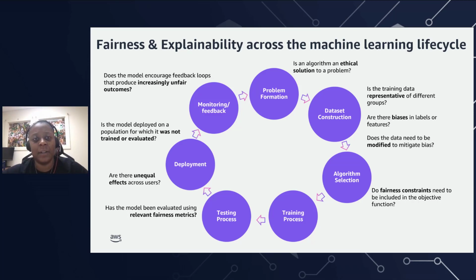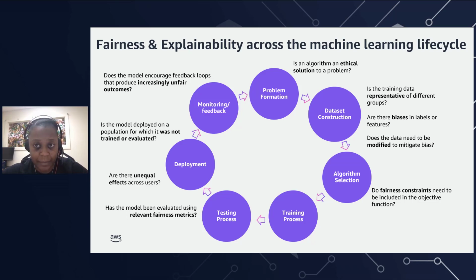So we talked about long term, over time, responsible AI being something that should be at the forefront. Well, that's definitely the case for the machine learning lifecycle in general, but especially when you think about fairness and explainability. So when you think about the first step being the problem formulation, you think about, is an algorithm an ethical solution to a problem, or is there much more to it than that? Sometimes there are systems that precede and then come after the actual algorithm portion of the solution that need to be evaluated as well.